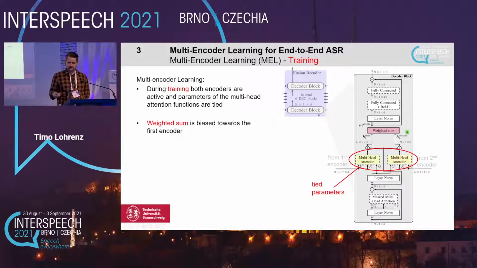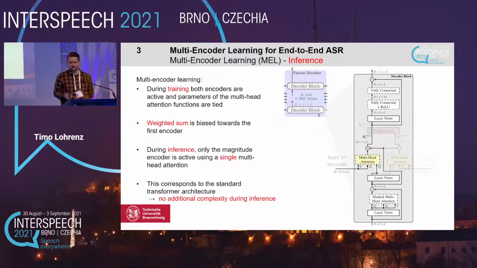We also use the weighted sum here and bias the learning, or bias the weighted sum towards one of these multi-head attentions. And the trick is now that doing inference, we simply leave out one of these multi-head attentions, which means we only use one encoder doing inference. And this then compares to the standard transformer architecture, which means that we don't add any additional complexity doing inference, which is pretty cool, I think.